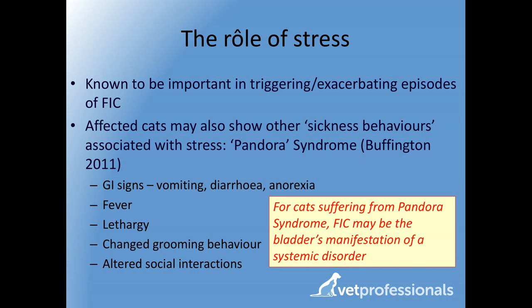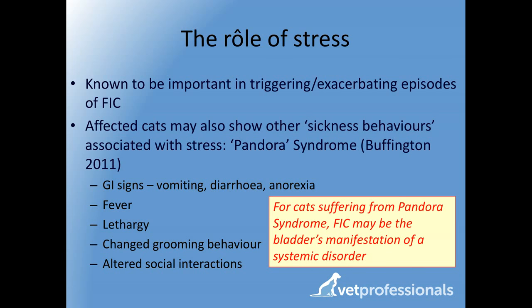And Tony Buffington's group in recent years has published a number of papers referring to what they have called Pandora syndrome, which is a newly defined situation where we have a cat that has a defective stress response system, so a defective ability to cope with stress, and as a consequence may show a range of what they call sickness behaviours. Relevant to the lower urinary tract would be signs of cystitis, but these sickness behaviours can involve other organs, so we may have gastrointestinal signs such as loss of appetite or vomiting. We may have systemic signs such as fever, lethargy, altered grooming, and altered social interactions.